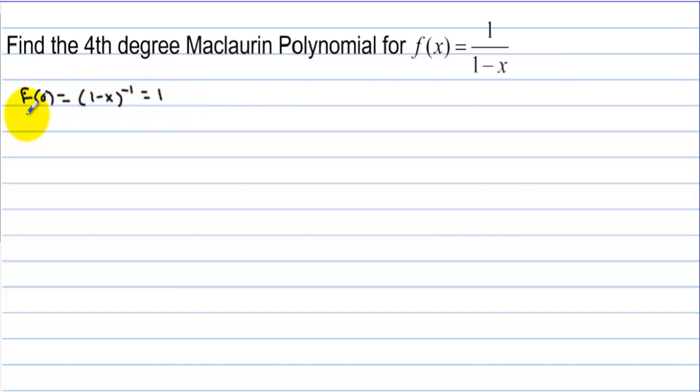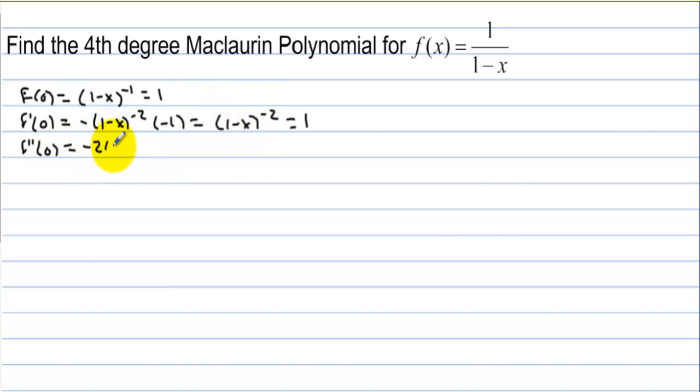That's 1. The first derivative, centered at 0, is negative 1 minus x to the negative 2, but then times negative 1, which makes it 1 minus x to the negative 2. Now when we plug 0 in here, we get 1 to the negative 2. That's also 1.